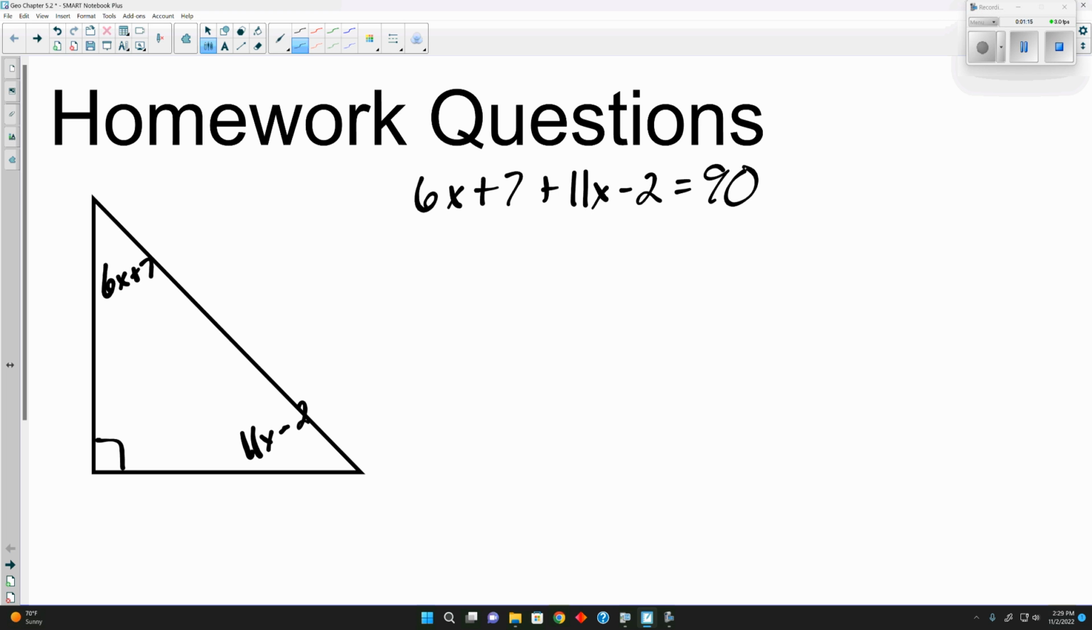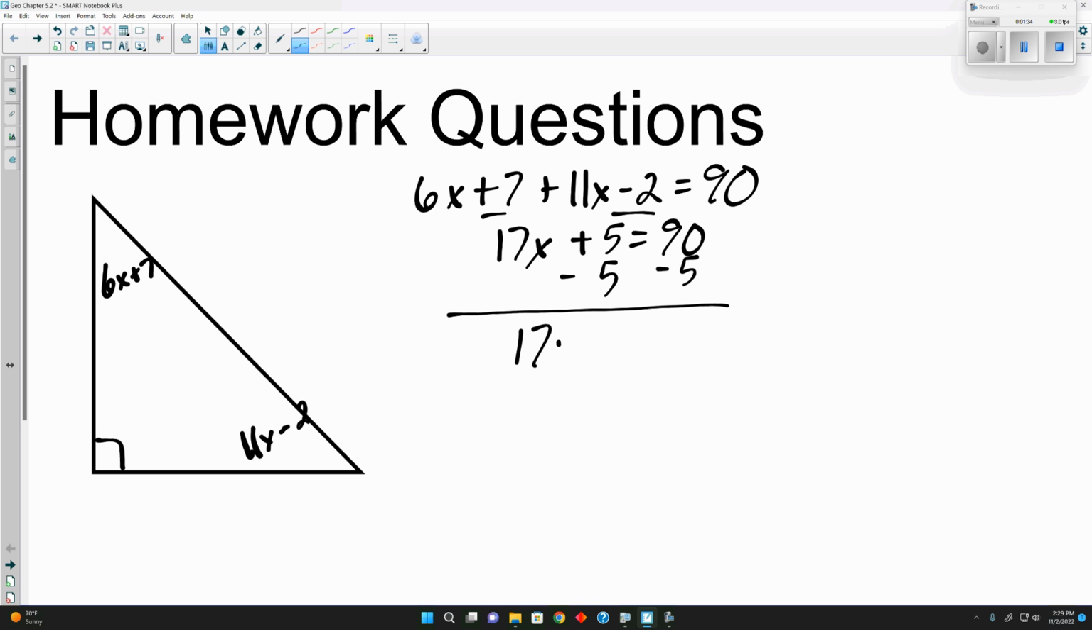Now, we could have added all three angles together and set it equal to 180 and solved that way, and it would give us the same value. Well, 6x plus 11x is 17x. 7 minus 2 is plus 5, equal to 90. At this point, we can subtract 5 from both sides, telling us 17x is equal to 85. Then we can divide both sides by 17, and it'll tell us x is equal to 5.